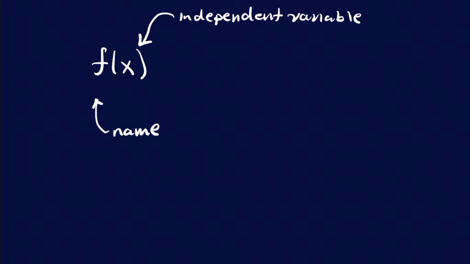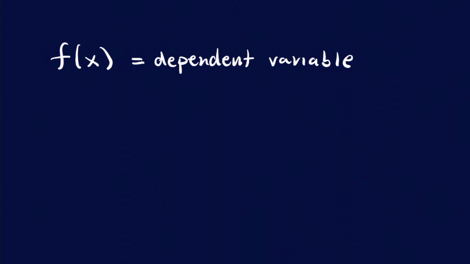You'll most commonly see functions written using the name f and the independent variable x. However, you can use any variable and name such as g of x or h of x. Those are some other common ones that you'll see, but usually f of x is used. Now, the value of f of x is the dependent variable. And this is because we choose the value of x, and it gives us the value f of x.